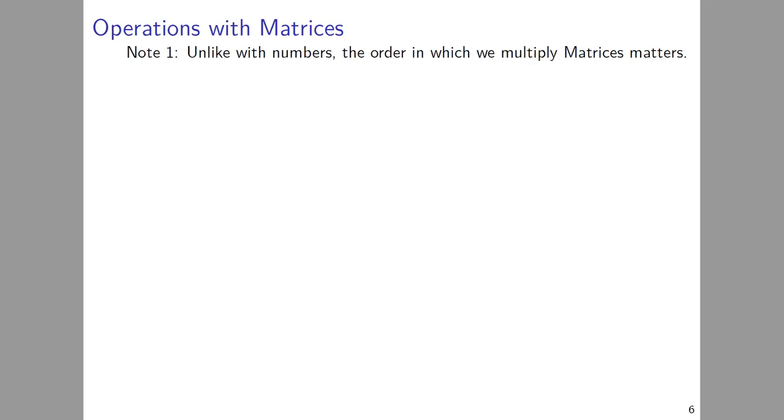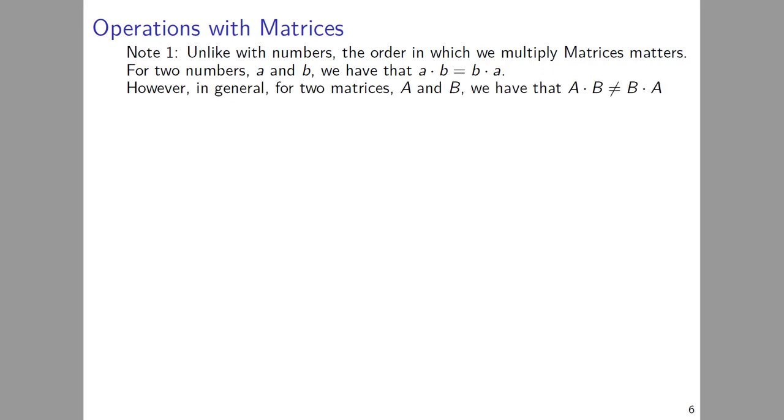Now that we've defined matrix multiplication between two matrices, I would like to make a few notes. The first one is that unlike with numbers, the order in which we multiply matrices matters. That is, for two numbers A and B, we have that A times B is equal to B times A. However, in general for two matrices A and B, we have that A times B is not equal to B times A, though there are some exceptions to this.